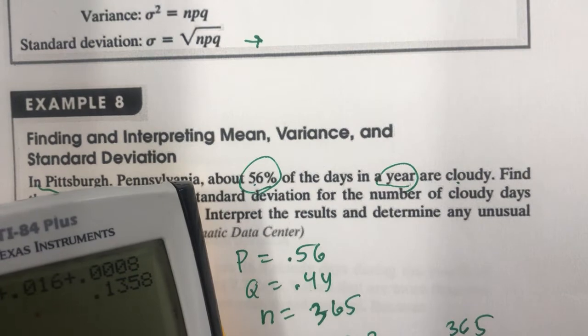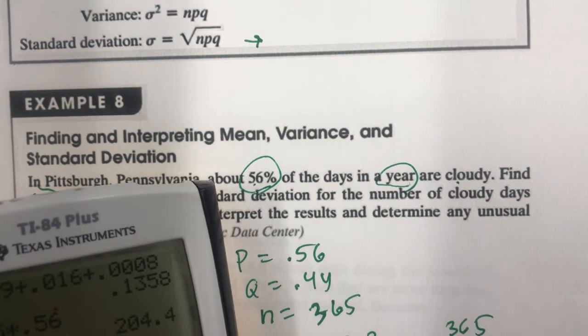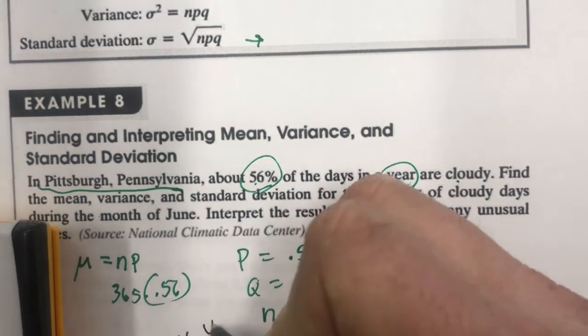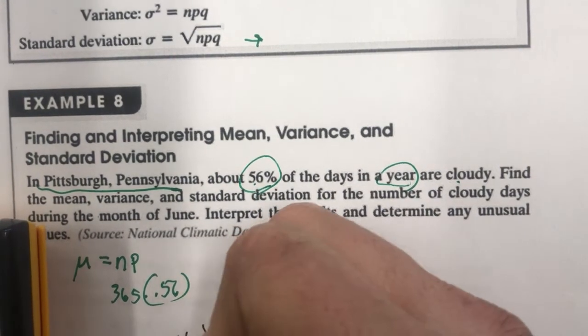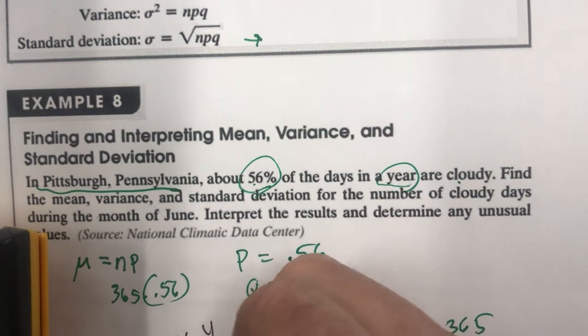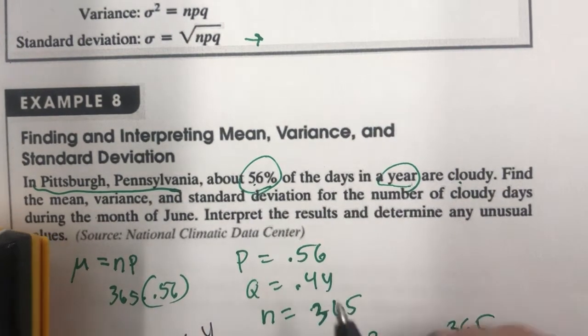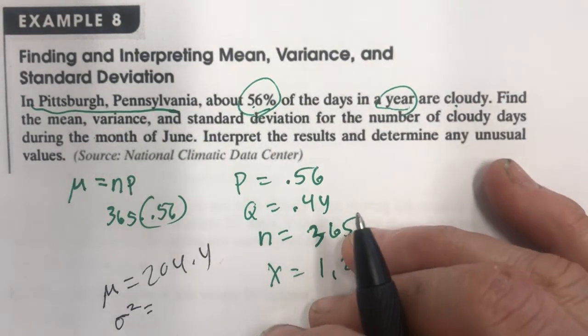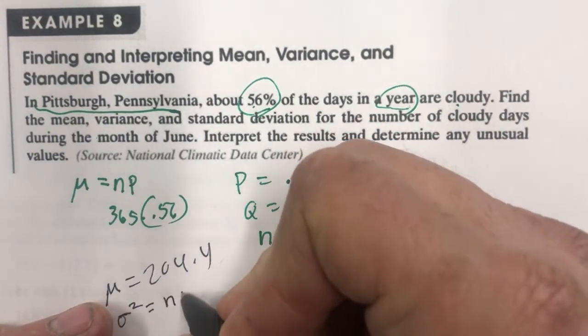365 times 0.56, and I get 204.4. There's mu. All right. The variance, which is sigma squared. Okay, let me get it on the screen here. That's going to be N times P times Q.